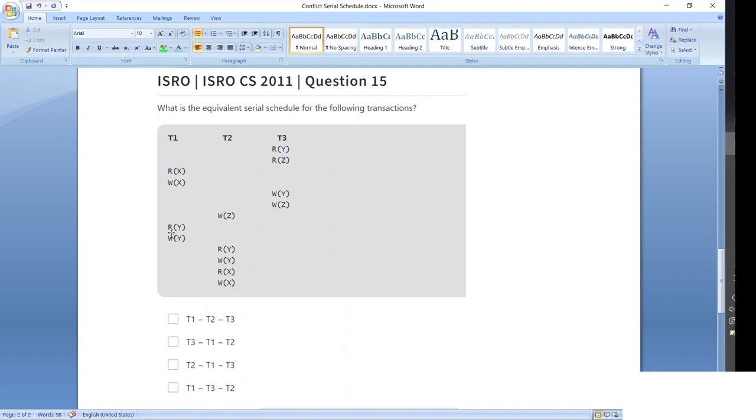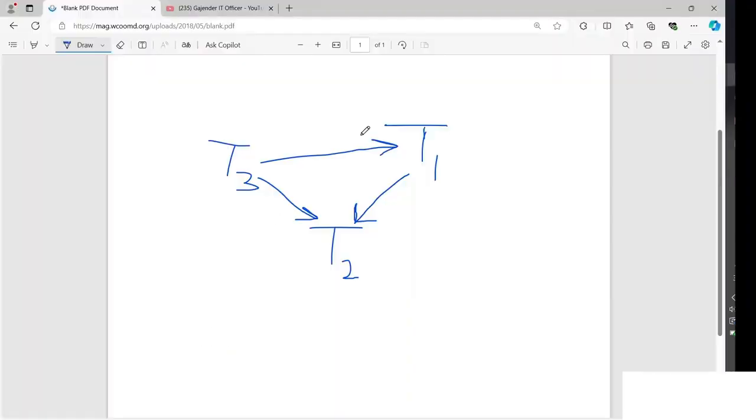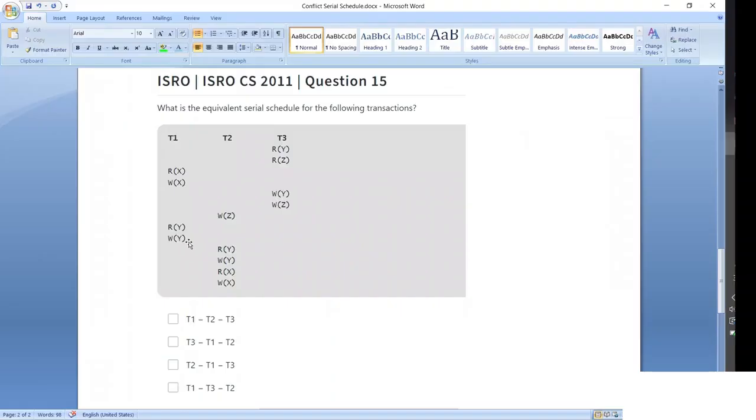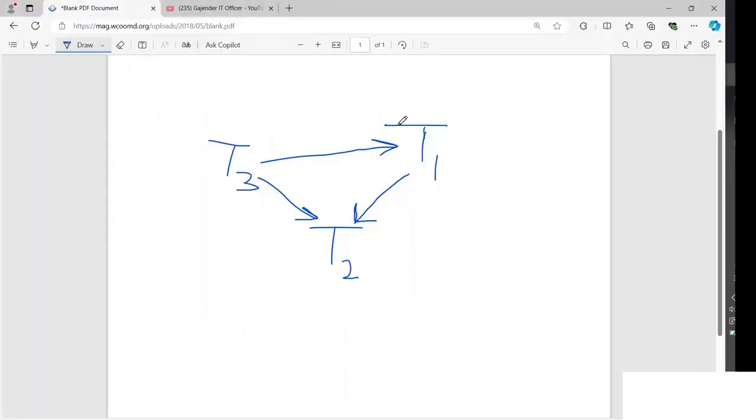Now read on Y. Check any write on Y. Yes, so T1 to T2. T1 to T2 we have already done. Now read on Y, we have already done. No problem. So this is the graph. Now check whether any loop is there. Sir, you can come from T1 to T2, and after that you cannot go anywhere. T3 to T1, T3 to T2. Now again you cannot. So there is no cycle.